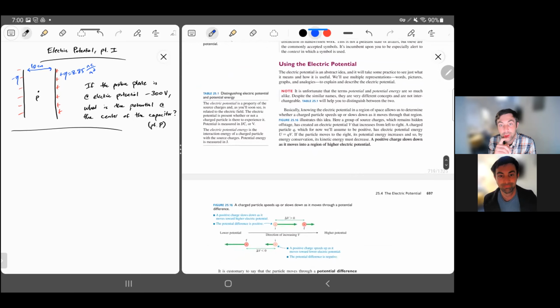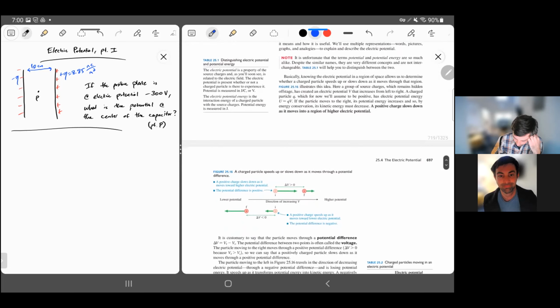All right, using the electric potential. The electric potential is a property of the source charges, so it just exists in space. In this section, what's drawn right here is something that exists because of everything else in the universe. So we're ignoring all the source charges and just looking at a single test charge that's moving in this thing. So in this figure, there's a direction of increasing V.